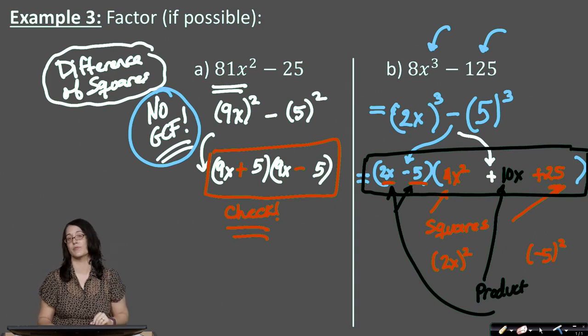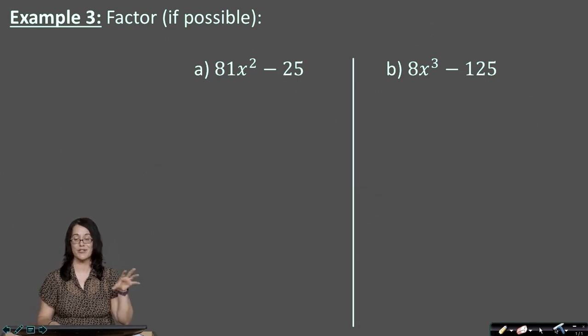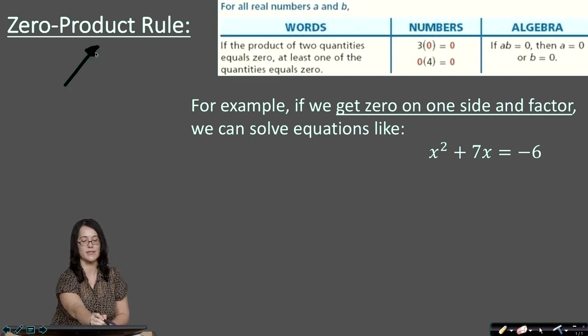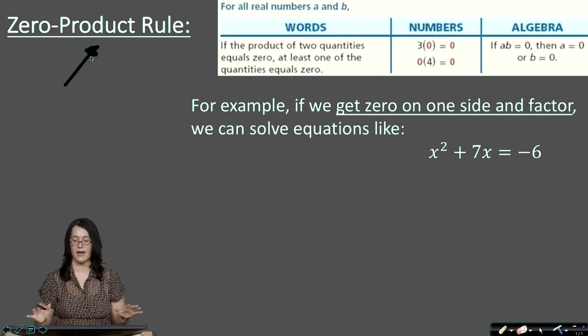Okay, so it will be important to recognize these patterns: difference of squares, difference of cubes, sum of cubes. Finally, we put all this together so that eventually we'll be able to find x-intercepts of graphs. Back to that zero product rule is our last slide together. Here we go. All right, you survived.